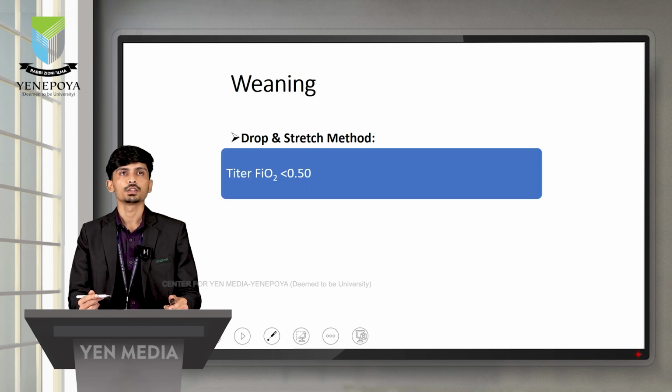Before that, you might want to make sure that your FiO2 is below 0.5, and then only we'll go ahead with this drop and stretch method.